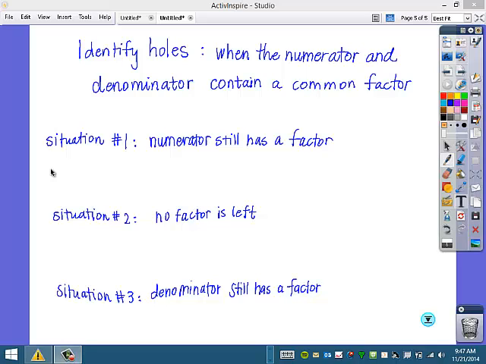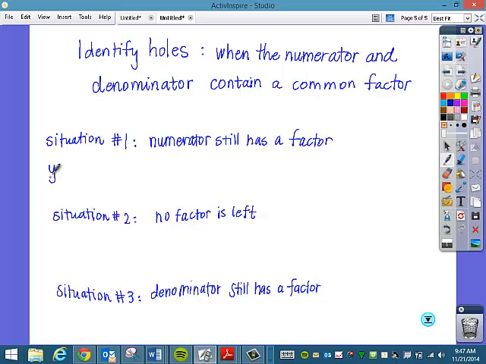But we're going to talk about identifying holes in your graph. You have holes in your graph when the numerator and the denominator contain a common factor. There are three different situations that happen with holes. The first one is your numerator still has a factor after you start canceling everything out. An example would be y equals (x minus 3) squared over x minus 3.